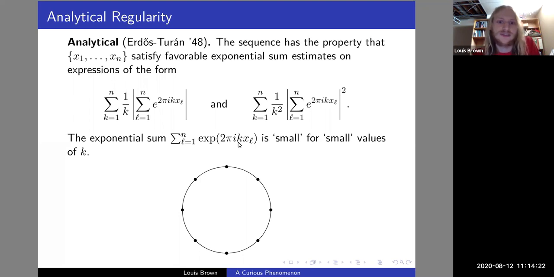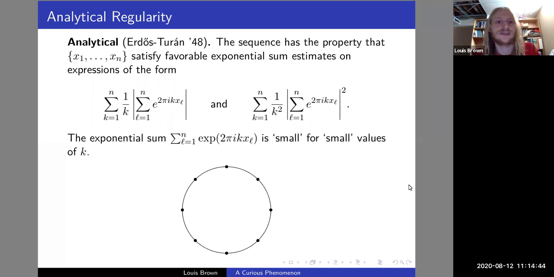And what this k is doing here is saying that it's not just if we wrap our sequence around the unit circle once, but if we stretch out the interval and wrap it around twice or 3 times or any number, then we still want it to be the case that for small values of k, it has good cancellation.